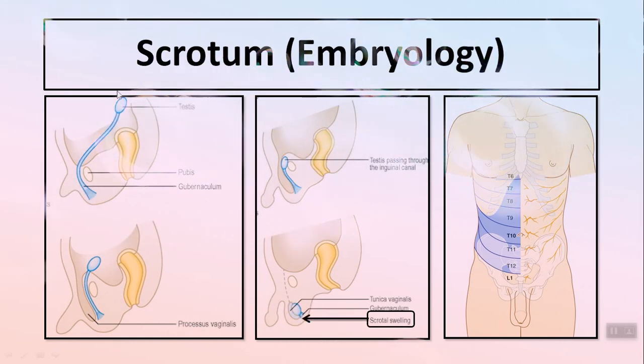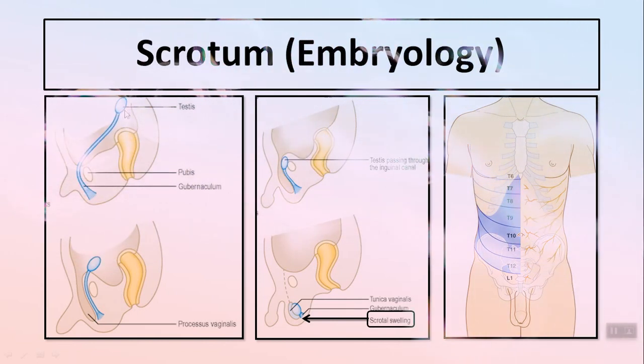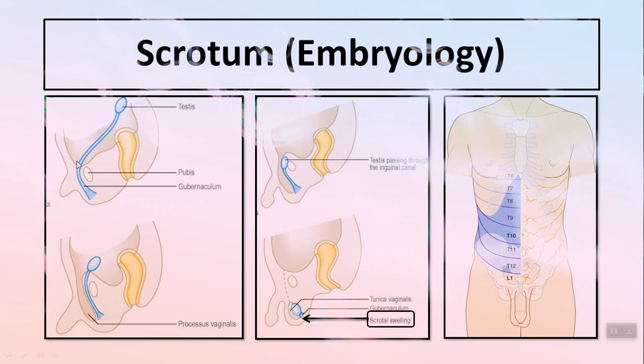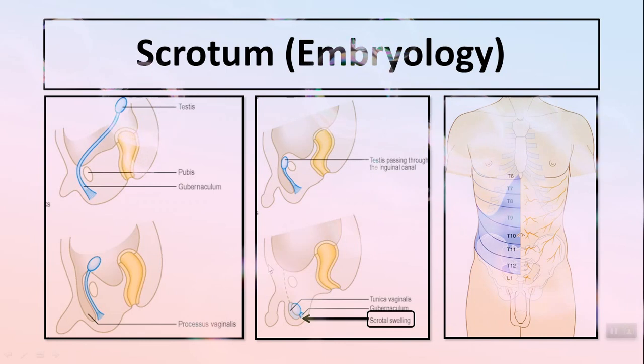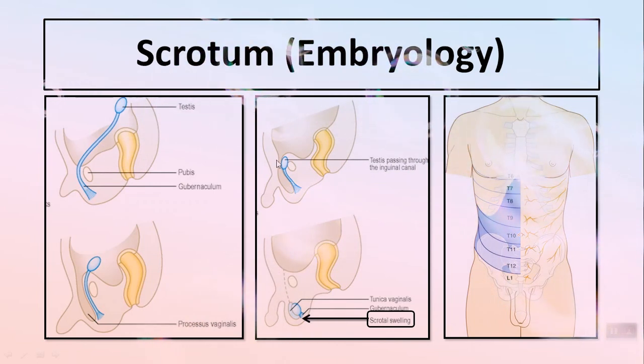This is the testis. Its original position is in the lumbar region. As it descends down through the pelvis, through the inguinal canal to its final destination, it will drag with it part of the lower anterior abdominal wall to form the scrotum. So the scrotum is an outbouching of the lower part of the anterior abdominal wall, and it is formed from the same layers of this anterior abdominal wall.